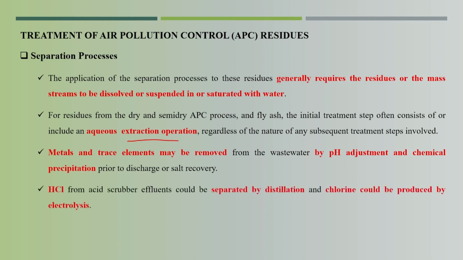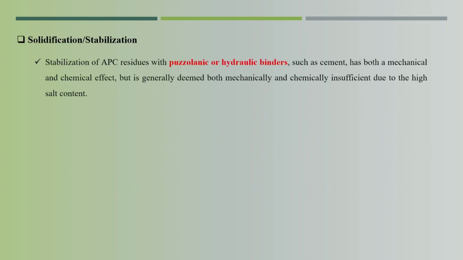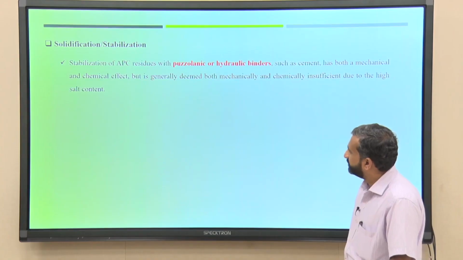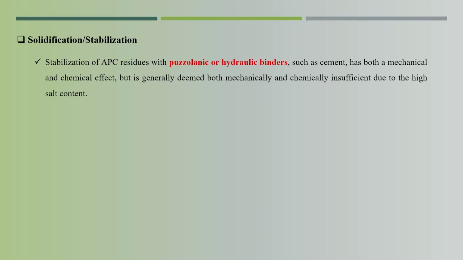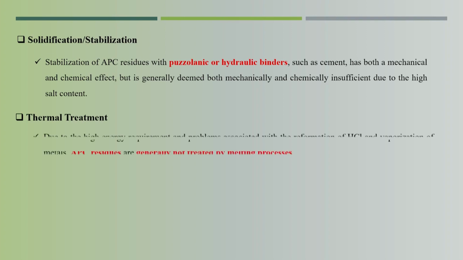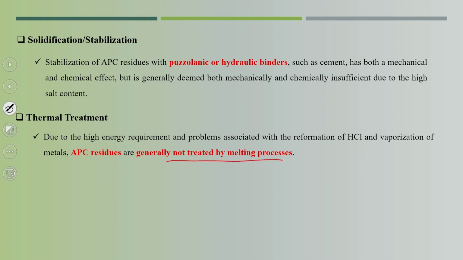And also the SCl from the acid scrubber effluent could be separated by distillation process or chlorine by electrolysis process. Next is the solidification or stabilization. So, stabilization of APC residue with hydraulic binder such as cement, the similar way of bottom ash, could be possible. For thermal treatment, due to the high energy requirement problem associated with the reformation of SCl and vaporization of metal, APC residue is generally not treated by the melting process.